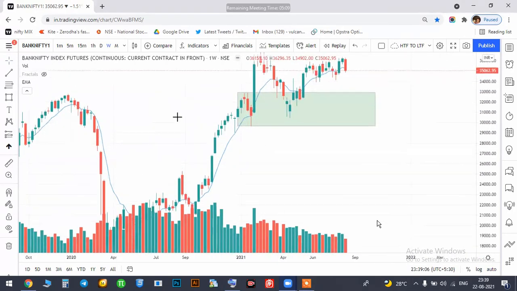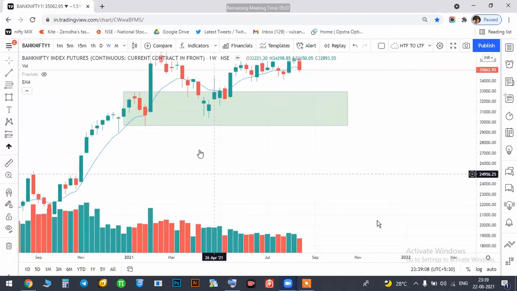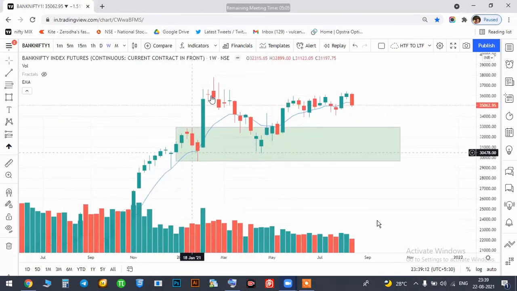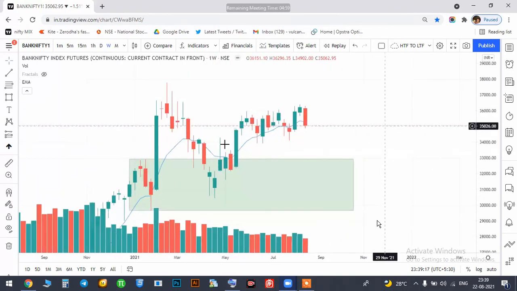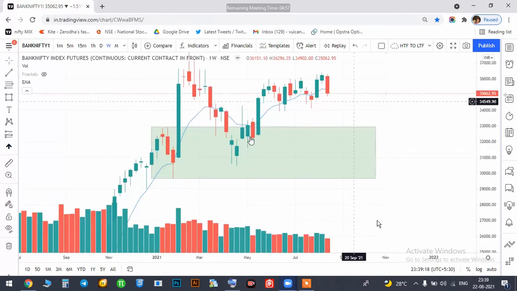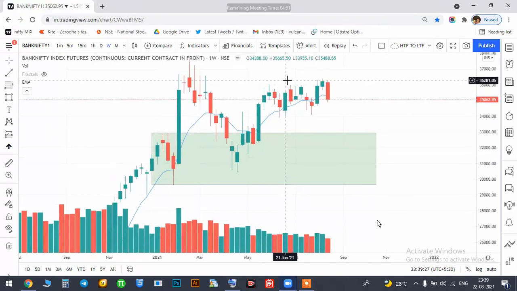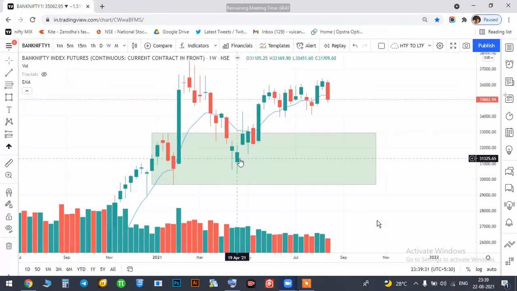The 1, 2, 3 pattern structure is here, and clearly a bullish order block. So if you are going with investing or swing trading, buy the market and put your stop loss here. One lot will give you 32 to 36, 4,000 points. One lot.